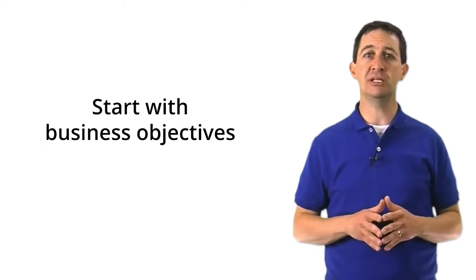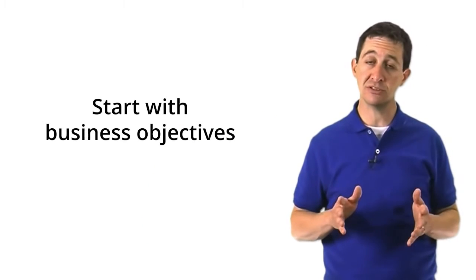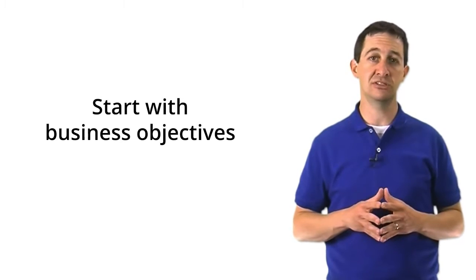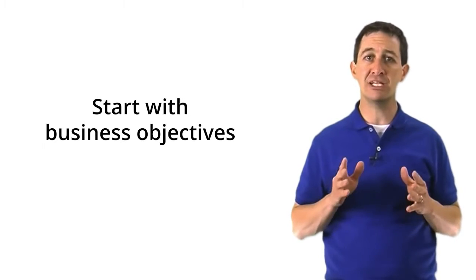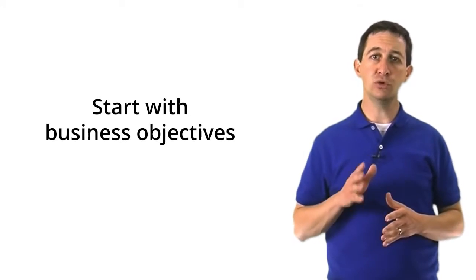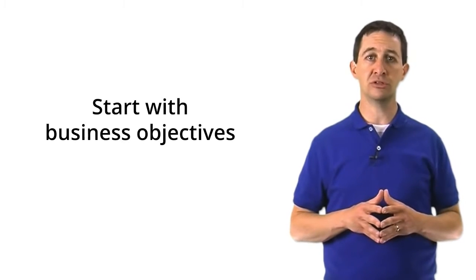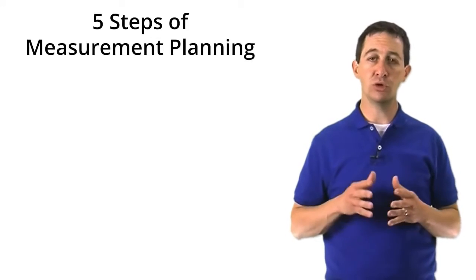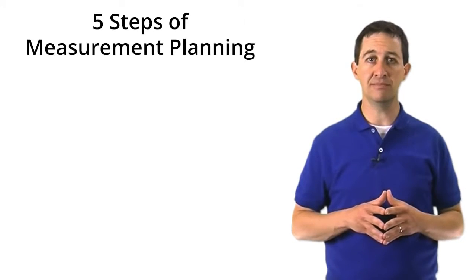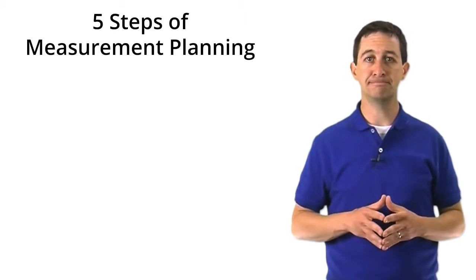objectives. Why do we start here? The whole point of measurement is to understand if you're making good business decisions or bad business decisions, and then figuring out how to make changes moving forward. You will go through a series of 5 steps in order to define your measurement plan. We'll go over each of the 5 steps in this lesson, but here's an overview of what they are.